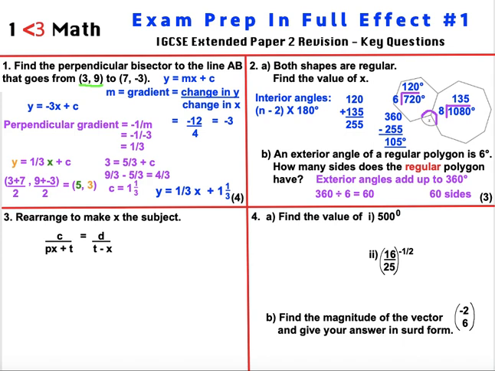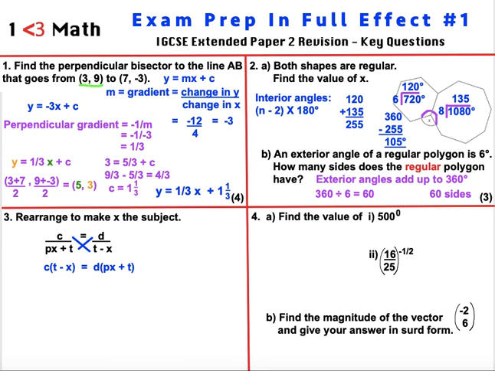Question 3 says rearrange to make x the subject. Here we need to cross multiply. So we're going to multiply across. We're going to multiply d by px plus t, and we're going to multiply c by t minus x. So I'm going to use brackets to set that up, and then I'm going to expand the brackets.